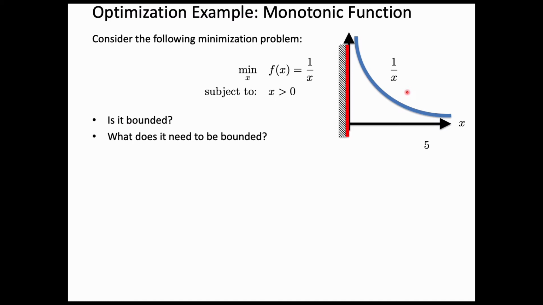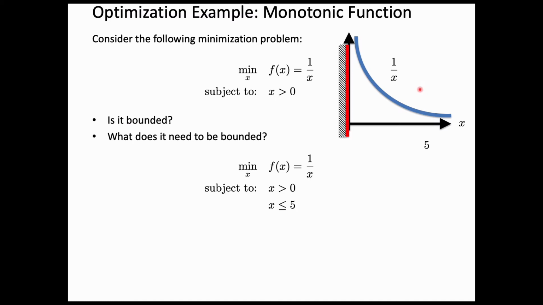What does it need to be bounded? If we are keeping the objective function, we need something that is capable of bounding x above. We need some constraint that prevents x from increasing without bound.